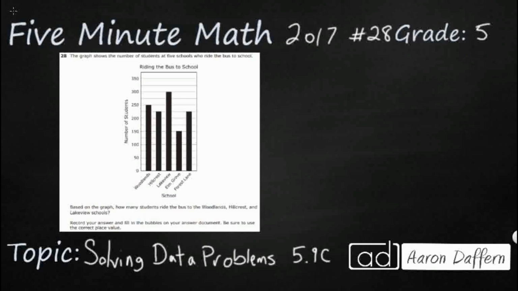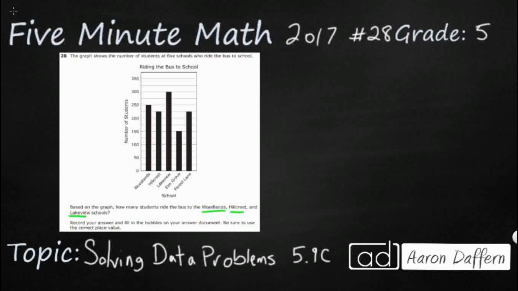So we have a graph here, just a basic bar graph, shows how many students ride the bus to 5 different schools here. But take a look at our question. It's right down here. It says, how many students ride the bus to Woodlands, Hillcrest, and Lakeview? So we need to pull 3 numbers off of this graph, and there are 5 total schools, which means 2 of them are not going to be necessary. So let's see if we can take a look.